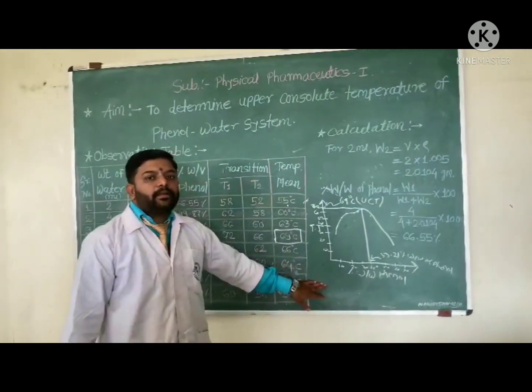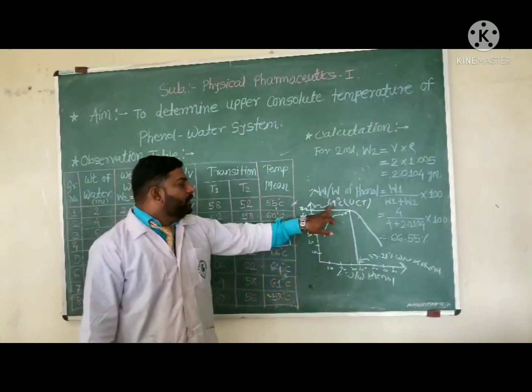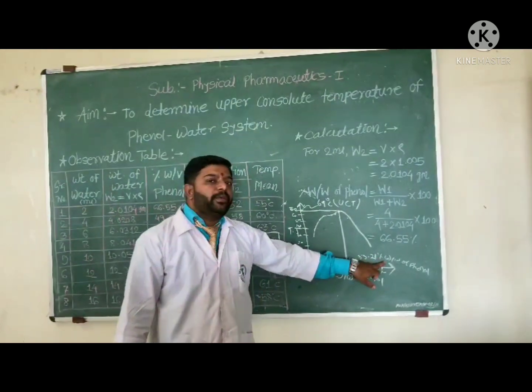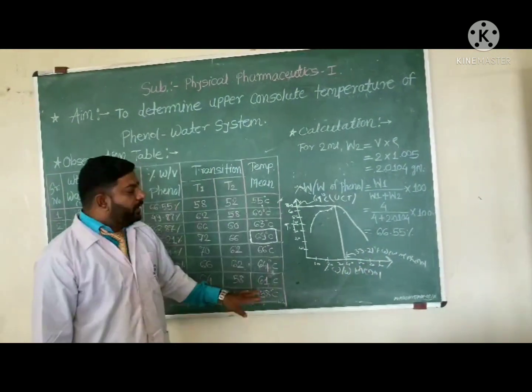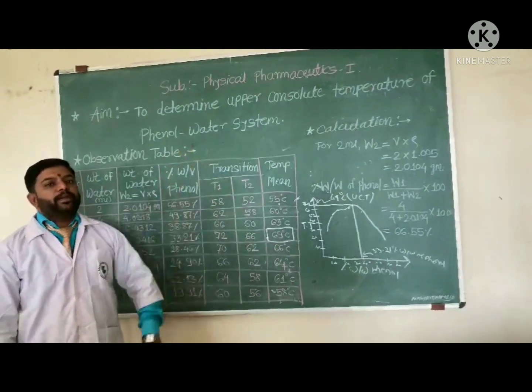Then your result is: the upper consolidated temperature of the phenol water system was found to be 69 degrees Celsius at 33.21% weight by weight of phenol. Here we finish our first practical to determine the upper consolidated temperature of the phenol water system.